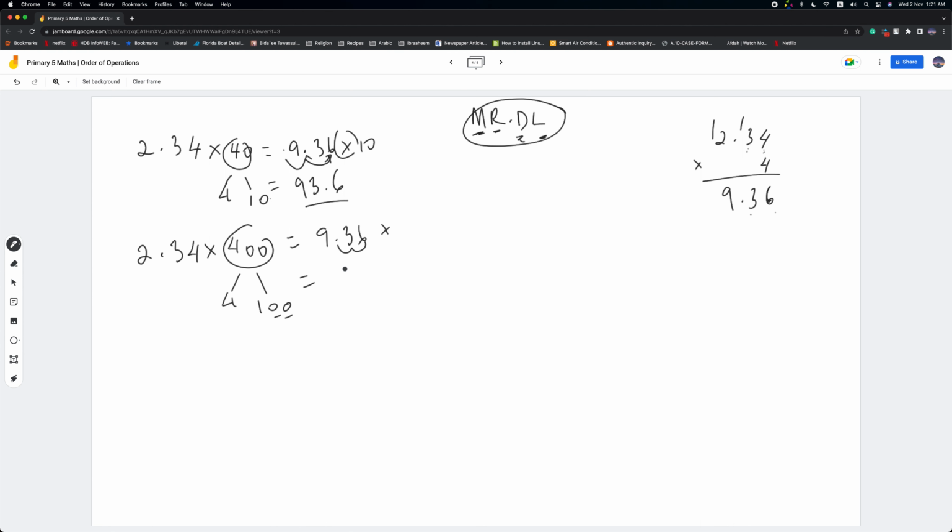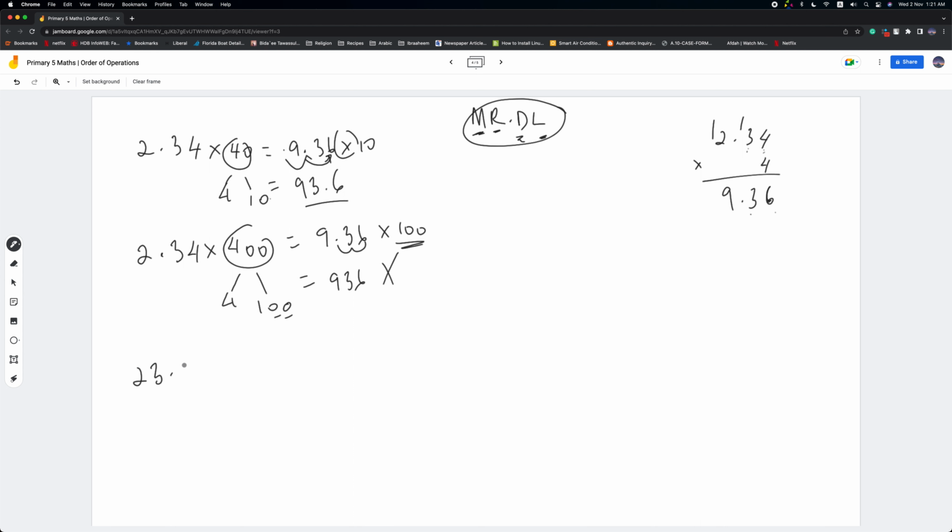Okay, that's one thing you have to remember. You can't do this. After you multiply by 4, you get 9.36. If you then did not write down the multiply by 100 and just write down the answer straight away, this will be wrong, because 9.36 doesn't equal 936. So remember to write down the 100 there. Alright, so it's the same thing again.